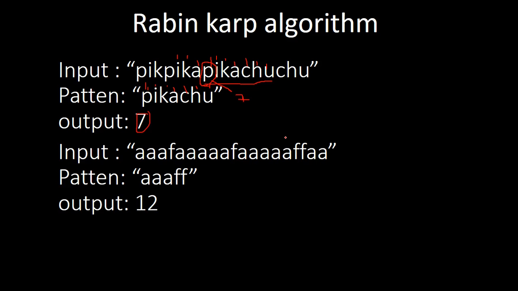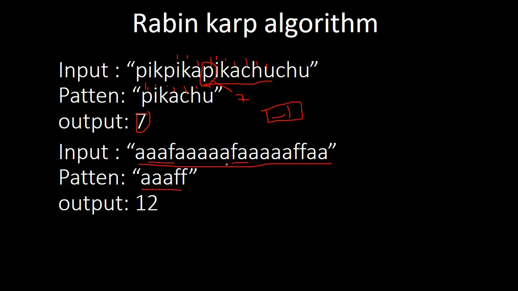If we don't find the pattern inside the string, then we return -1 as output. Similarly, let's see one more example. We have this string and this pattern. The pattern has double f, so this position would not be included.